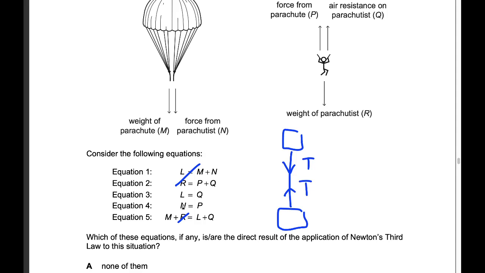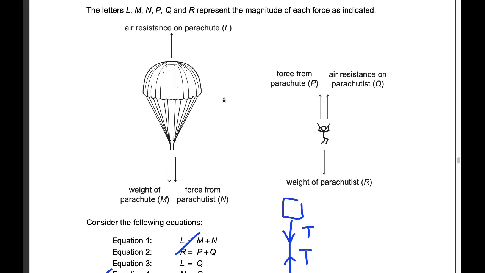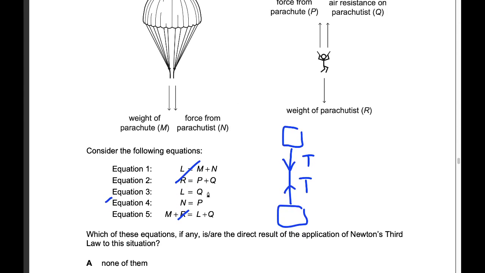Okay, so it's definitely 4. Is it 3 though? So 3 is L equals Q. Now, Q is an air resistance, and L is also an air resistance, but they're pointing in the same direction. So it can't be that one. They're two different Newtons.